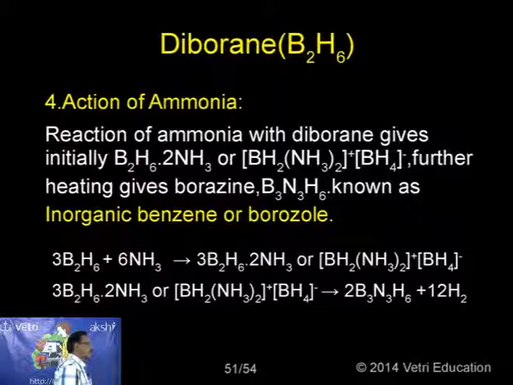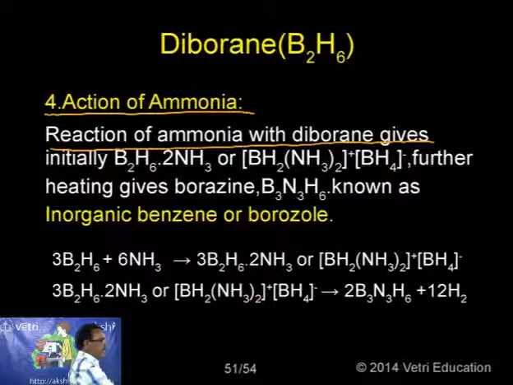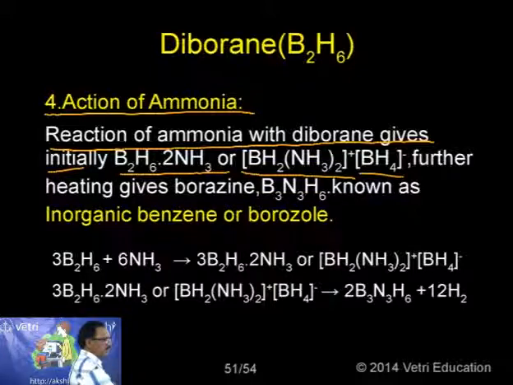The next one. Action of ammonia, another very, very interesting reaction commonly asked in question papers of Indian competitive examinations. The reaction of ammonia with diborane gives initially B2H6.2NH3. Two moles of ammonia react to give this. But you can write the structure this way: [BH2(NH3)2]+ and [BH4]-. You can write it in the form of positive and negative ions.